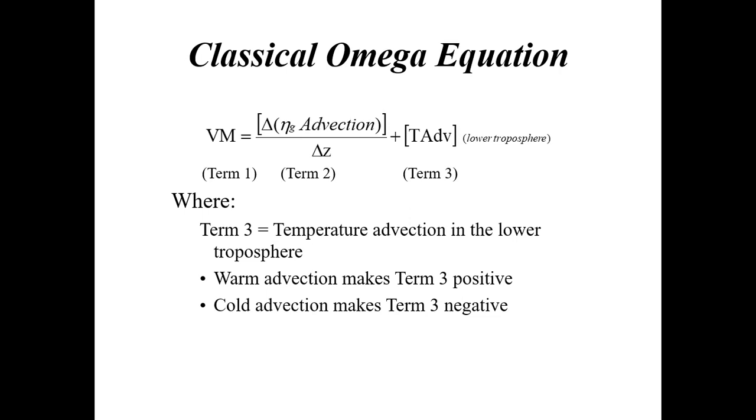Temperature advection can either be warm or cold. When I have warm air advection, warmer air is moving into my area and temperatures are getting warmer. If I have cold air advection, colder air is moving into the area and my temperatures are getting colder. So if term 3 is positive, that means I have warm advection. If term 3, the temperature advection, is negative, I have cold advection.